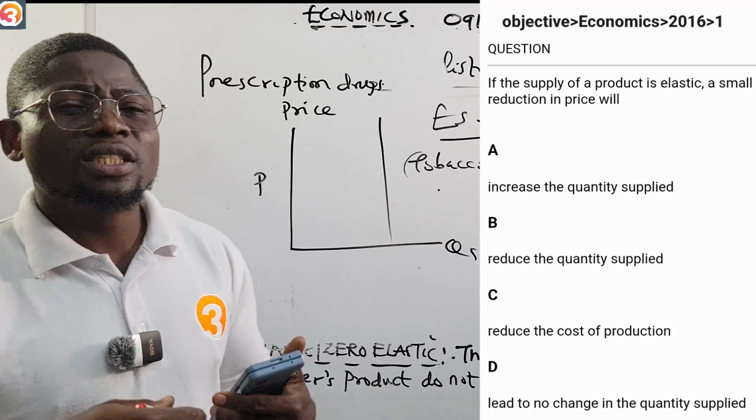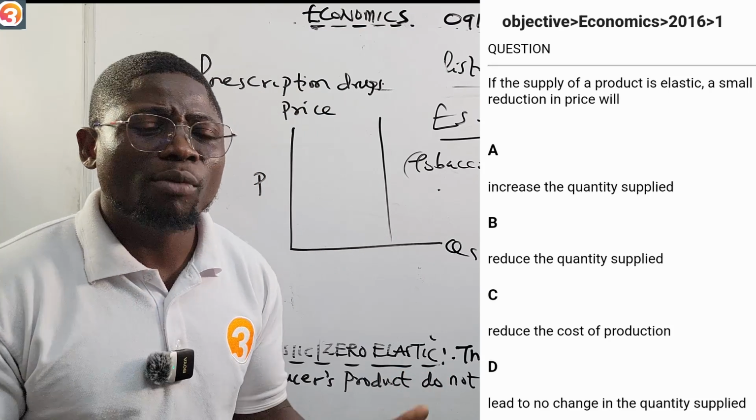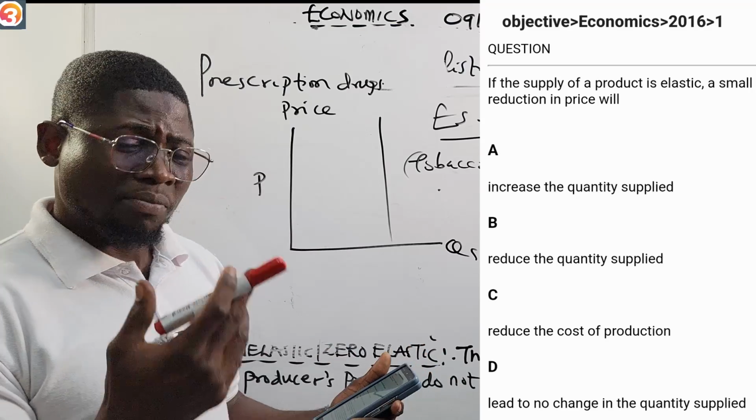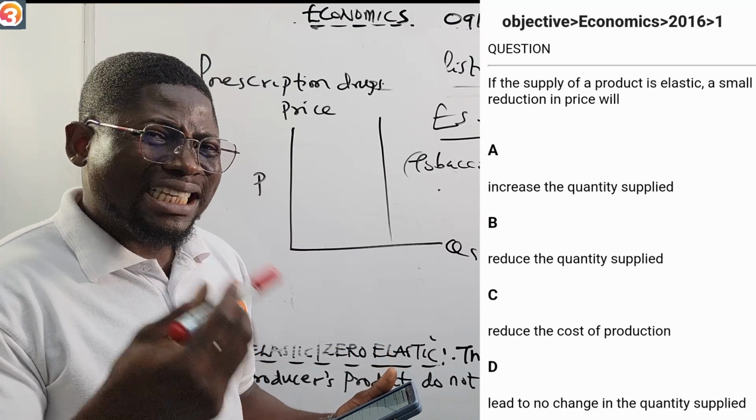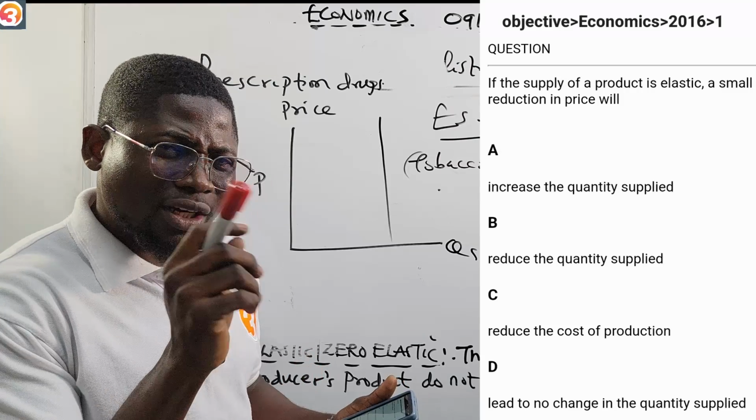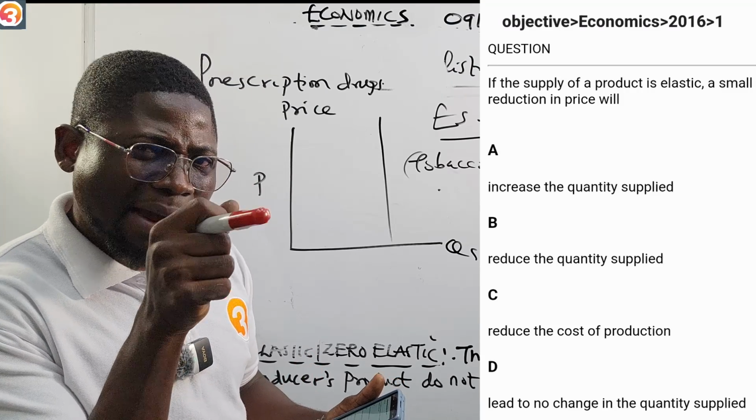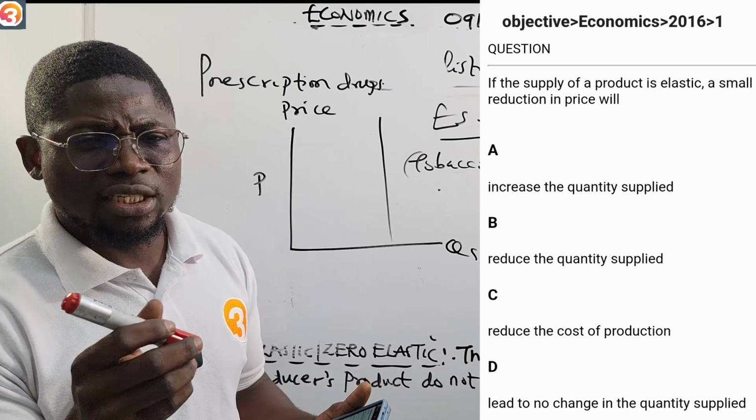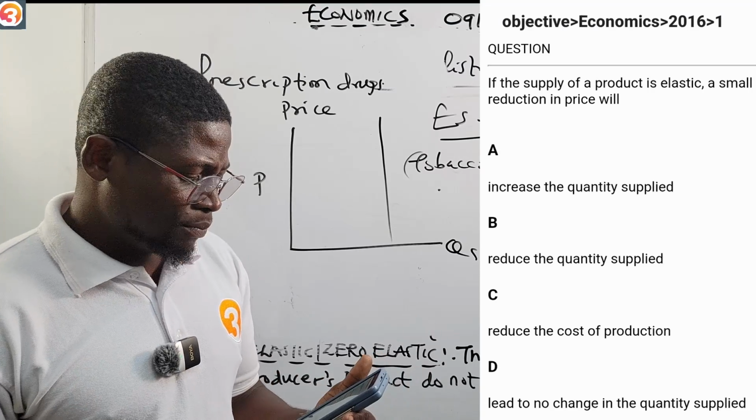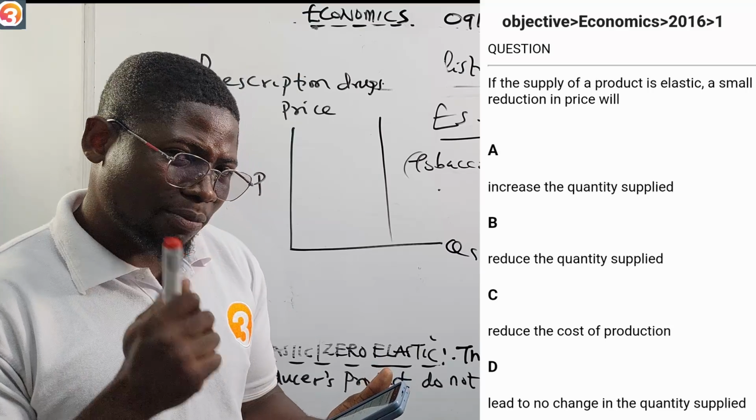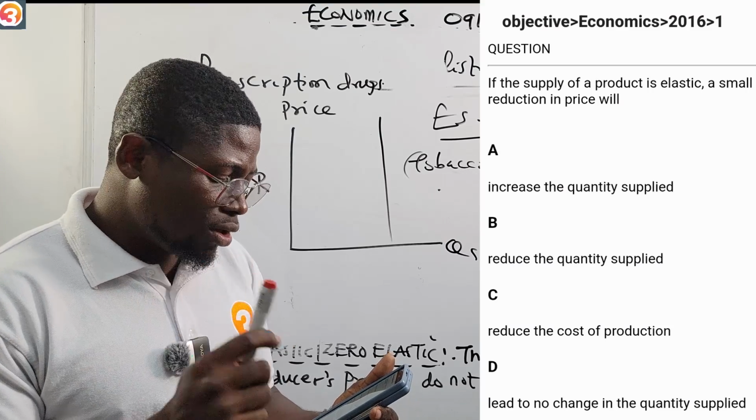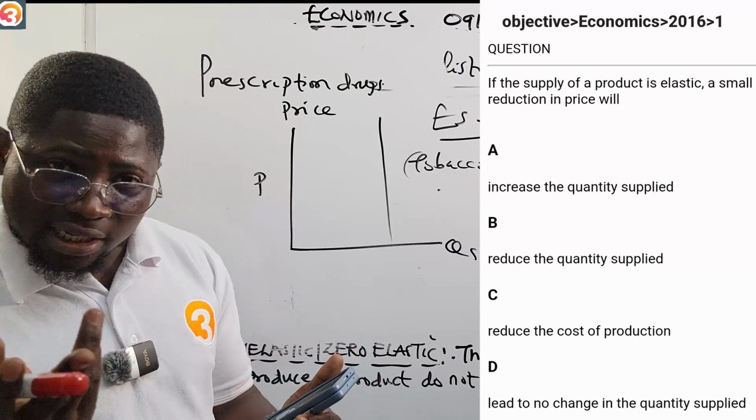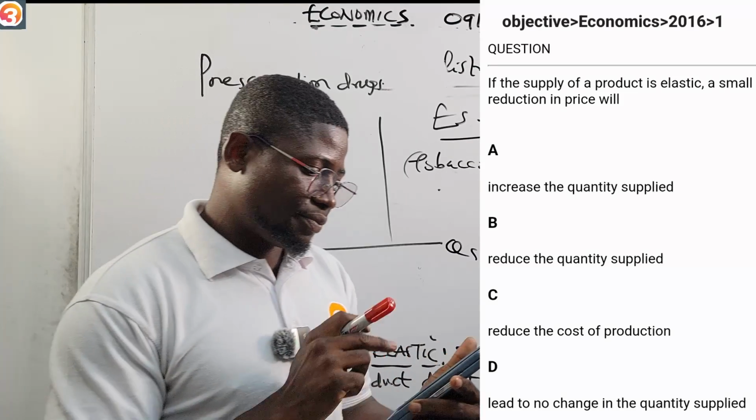Suppliers or producers will not want to supply more, just like what we just talked about for perfectly elastic supply. Producers are willing and able to produce so long as the price meets their price cap. But anything that makes the price drop below that, they will reduce the quantity supplied, or they will not even supply again. So the correct answer is B, reduce the quantity supplied. C says reduce the cost of production. No, this leads to no change in the quantity supplied. If it reduces, there's a change. The correct answer is option B.